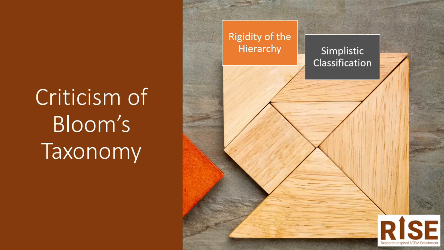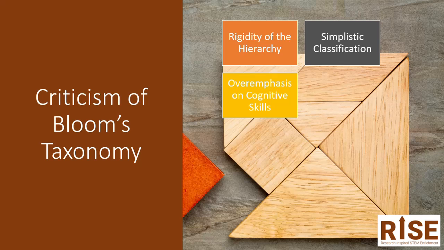Simplistic classification. Some argue that the taxonomy's 6 categories oversimplify the complexity of cognitive processes. Real-world thinking often involves a blend of skills and may not neatly fit into a single category.